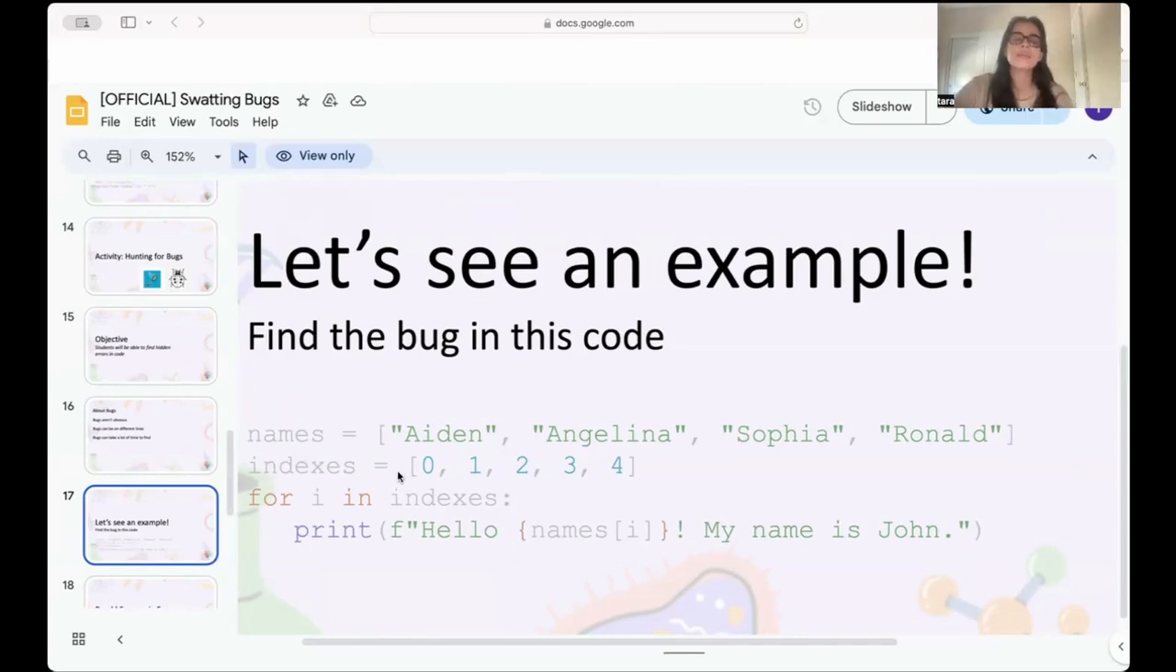Next, indexes equals 0, 1, 2, 3, 4. Our list has 4 items, with indexes starting from the 0th place. And now we're saying for i in indexes, print f"hello, {names[i]}". So now we're trying to call up these names for the index that we choose. My name is John. I'm going to give you a second. Just look at the code and figure out what might be a bit of a problem here. I'll give you a hint: it stems from this indexes. If you can't find it, that's okay. We'll get back to it in a second.